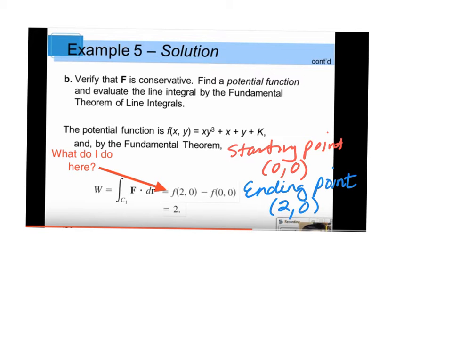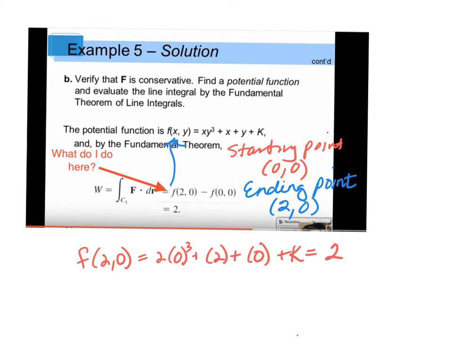So you're actually plugging in the end point, that's your f of (2, 0), and your starting point f of (0, 0). You're actually plugging these points into your potential function. The potential function f of (2, 0) replaces all those x's with 2's and all those y's with 0. So this does simplify to, in this case, 2.